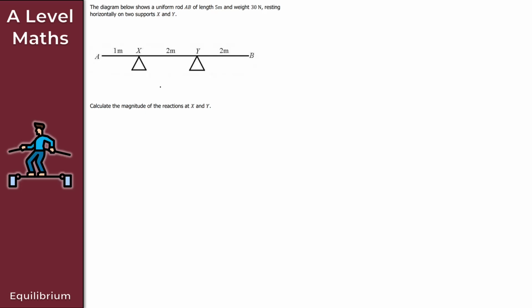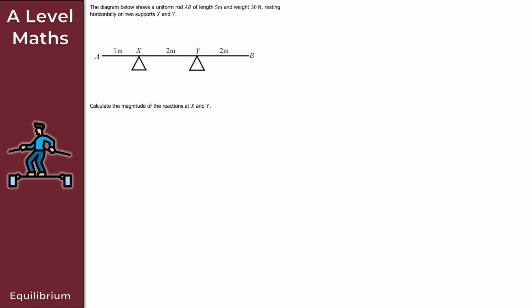So for question 1 here, as we can see, we have this diagram. And this diagram here shows a uniform rod AB of length 5 meters and weight 30 newtons that is resting horizontally on 2 supports X and Y here. The question then asks us to find the magnitude of the reactions at X and Y here.